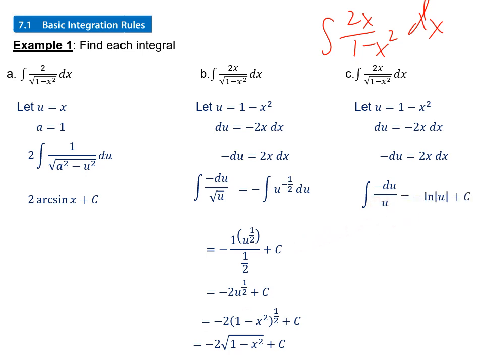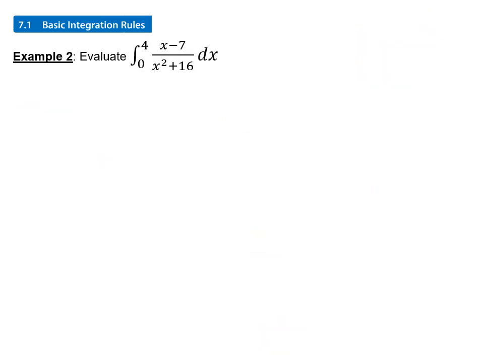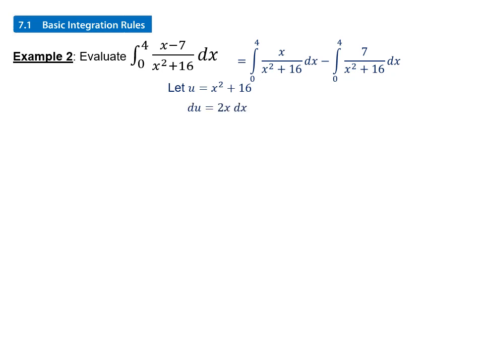That gets us negative natural log of the absolute value of u plus c. So equals negative natural log of absolute value of 1 minus x squared plus c. Okay. Example 2, integrating from 0 to 4. So we can separate that into integral from 0 to 4 of x over x squared plus 16 dx minus integral from 0 to 4 of 7 over x squared plus 16 dx. On the first one, let u equal x squared plus 16. du equals 2x dx. Divide by 2, so 1/2 du equals x dx. We can do substitution there.